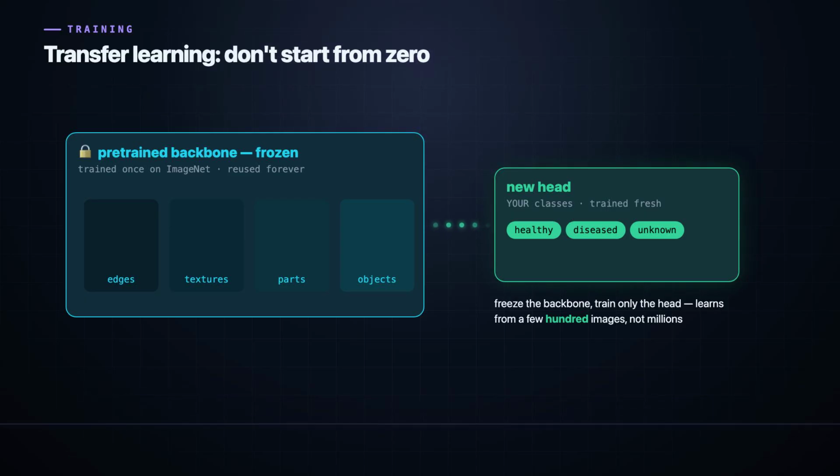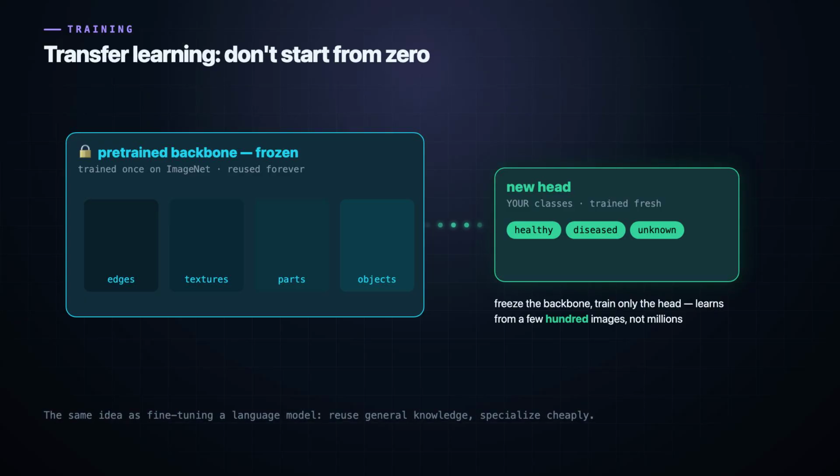Notice this is the exact same idea as fine-tuning a large language model. Reuse enormous general knowledge and specialize it cheaply. That is why you almost never start from scratch.